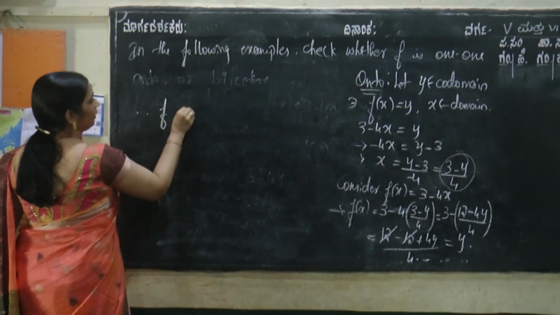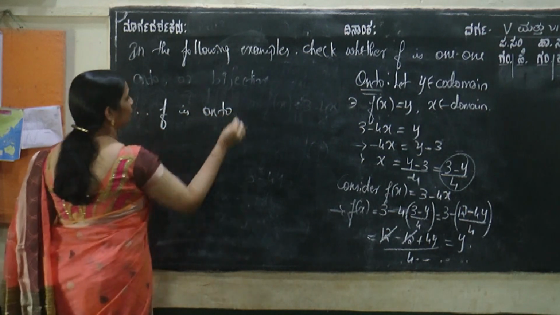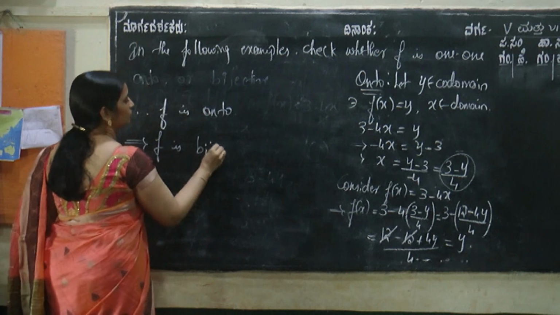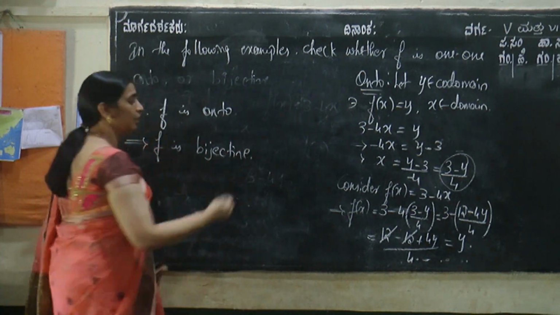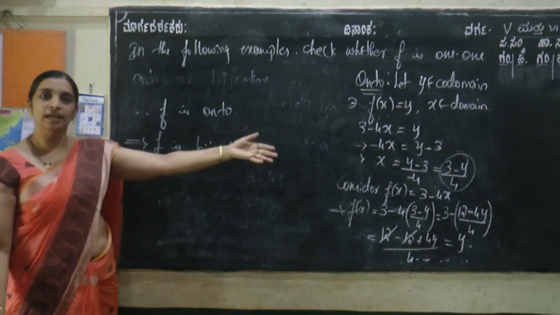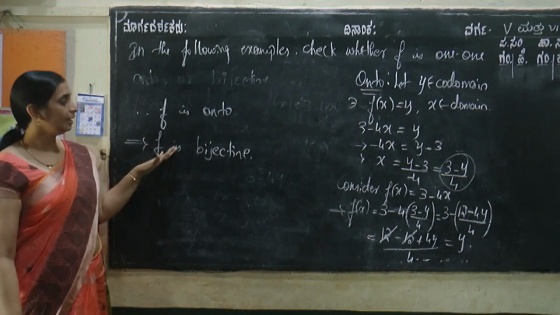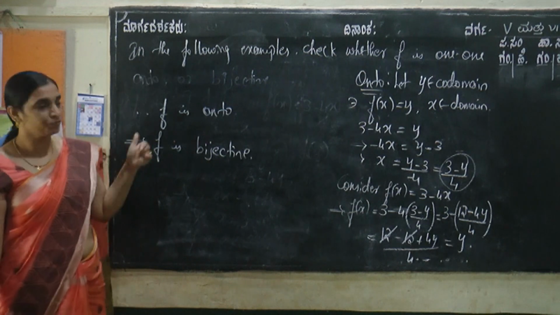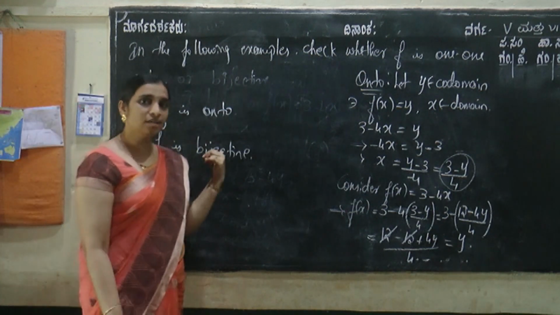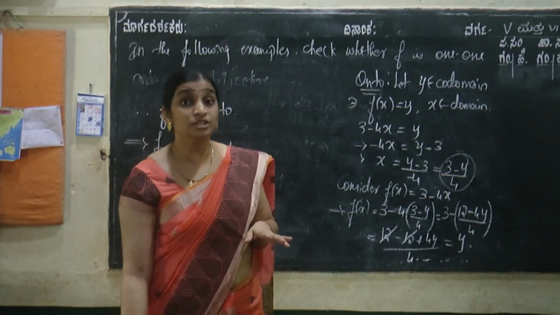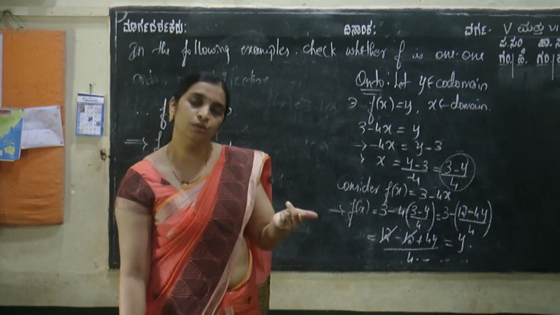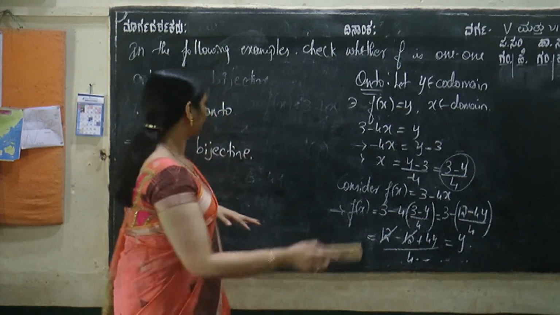Therefore, f is onto implies f is bijective. Why are we writing f is bijective? Because we have already proved the function is 1-1 and the function is onto, and hence the function is bijective. So I hope you understood this concept, because when we are solving the problems we will have to prove in general. Only when we are proving the function is not 1-1 or not onto, we can give certain examples.